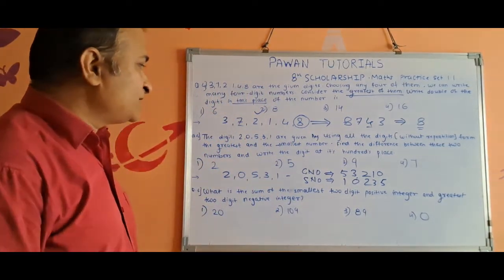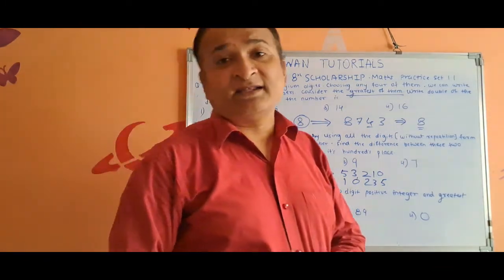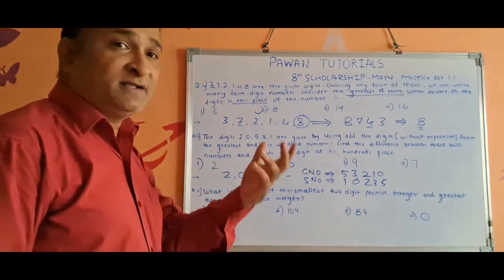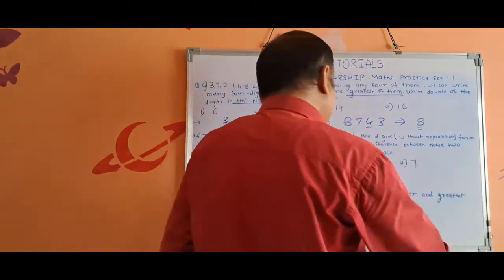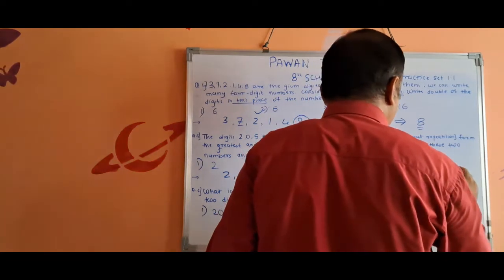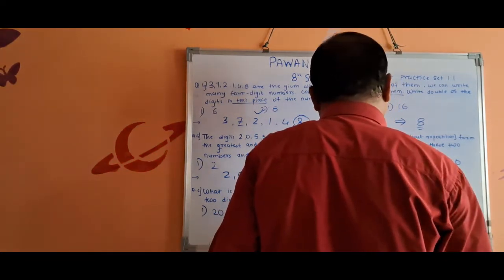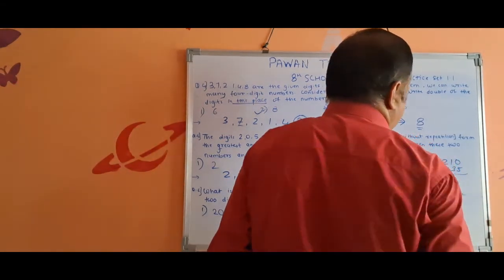So the smallest number is 10,235. Now students, what are we supposed to do? We are supposed to get the difference between the greatest number and the smallest number. That will be the next step. Now let's take the difference. Let me write these numbers over here. Again, the greatest number is 53,210 and the smallest number is 10,235.